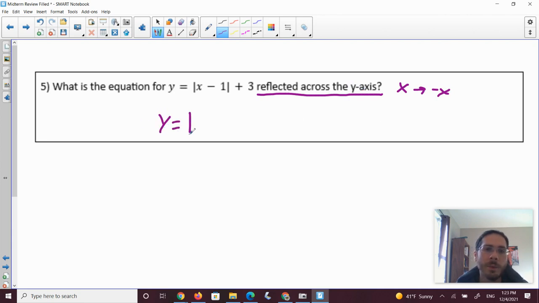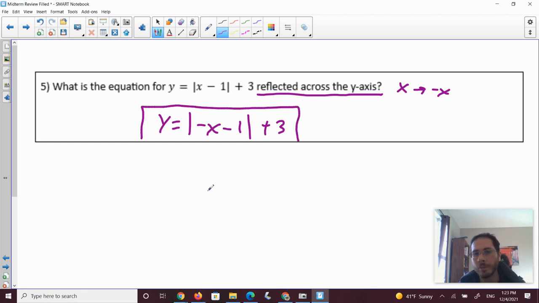So y equals the absolute value of negative x minus 1, plus 3. And that negative x minus 1 is in the absolute value bars. And that's it. So we're done. If you want, you can double check it. You can graph them both in your calculator or in Desmos just to double check that it does reflect across the y-axis.